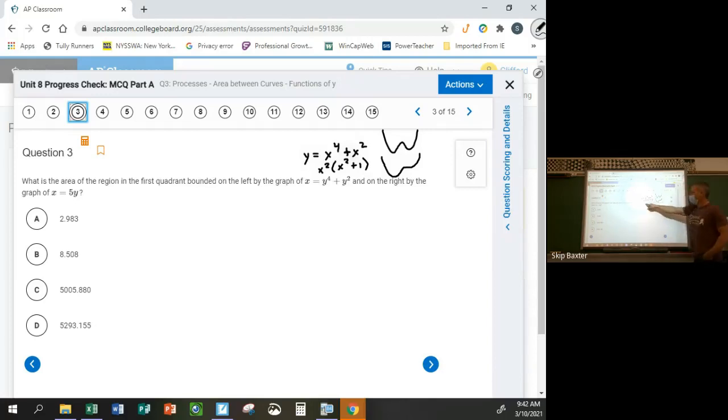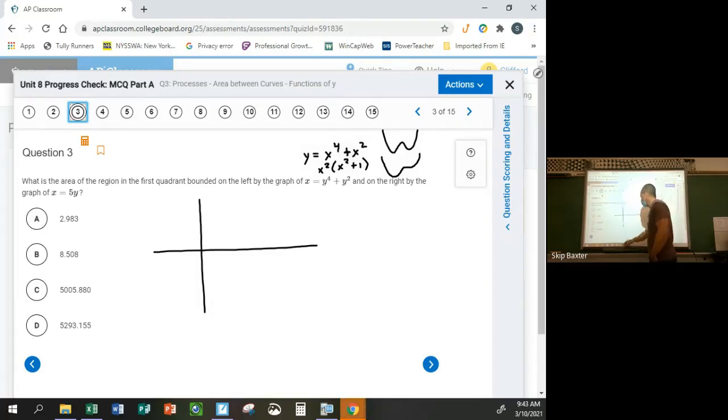All right, so since this is x equals y to the fourth plus y squared instead of y equals x to the fourth plus x squared, it's going to be something like this. I don't really know exactly what it looks like, but maybe it goes something like this. Who knows? Something like that, right? It only has one root. I know that. So it has to be something like that. And then on the right, x equals 5y is just a line, right? If I wrote this in terms of y equals x over 5, it's a line of slope 1/5, right? That passes through the origin.